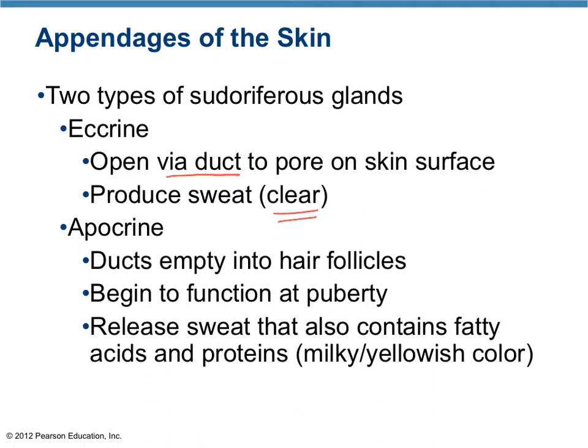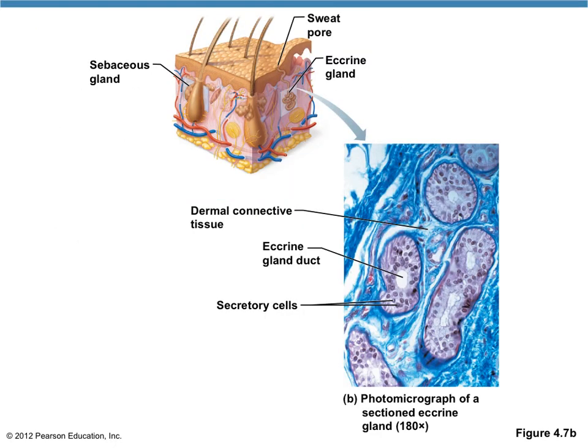Apocrine glands empty into hair follicles, so they're kind of like sebaceous glands, but they have a different product. They begin functioning at puberty, so they are not active in small children, and they release sweat, but the sweat also contains fatty acids and proteins, so it's not a clear liquid, and that can also contribute to body odor if bacteria are involved. So in this image, you can see where sweat glands are located underneath the skin.